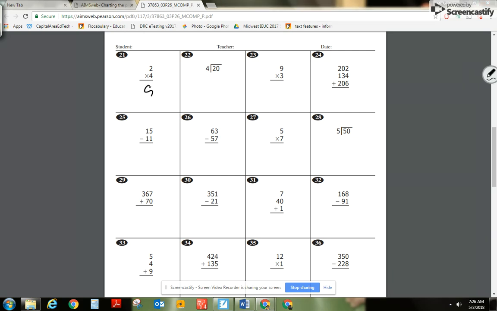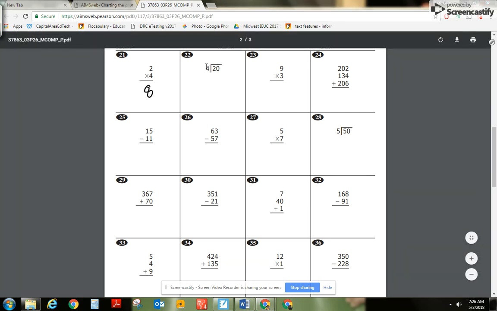2 times 4 is 8. We should know that. 20 divided by 4 is 5. 9 times 3 is 27. Number 24, we have multiple add-ins. So add in, add in, add in. So this is definitely a tough problem.